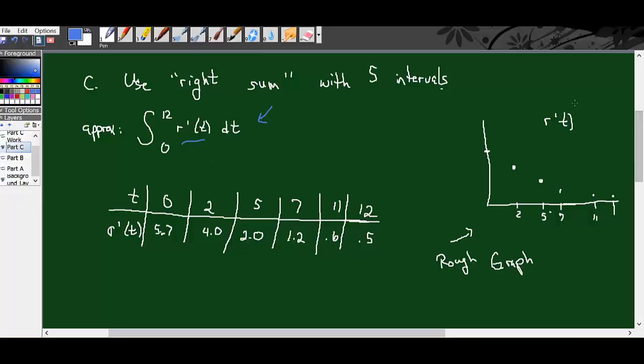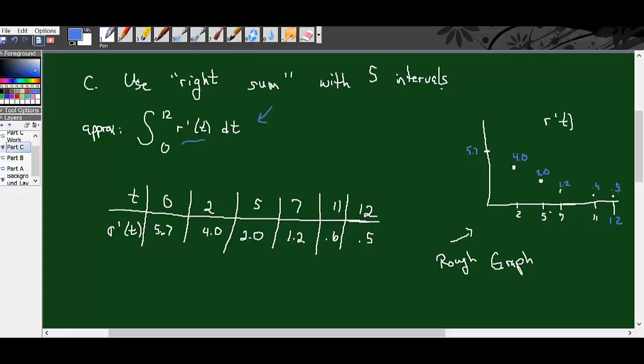So I took r prime and I made a real rough little graph here. At 0, r prime is 5.7. At 2, r prime is 4. At 5, r prime is 2, etc. 1.2. And at 11, it's 0.6. And then, oops, I should label that 12. At 12, I'm at 0.5.